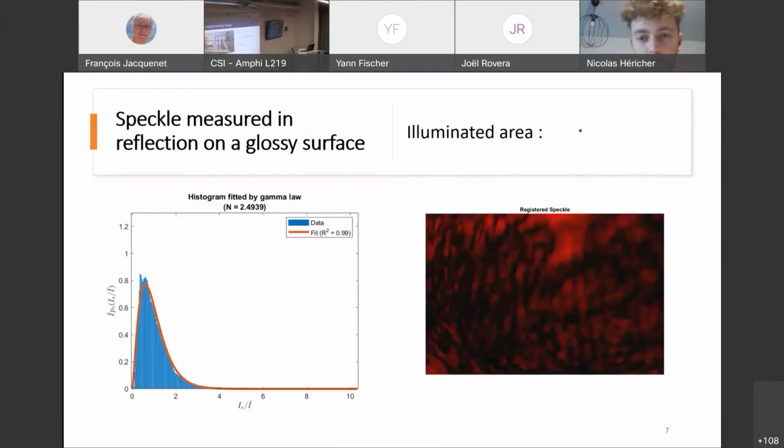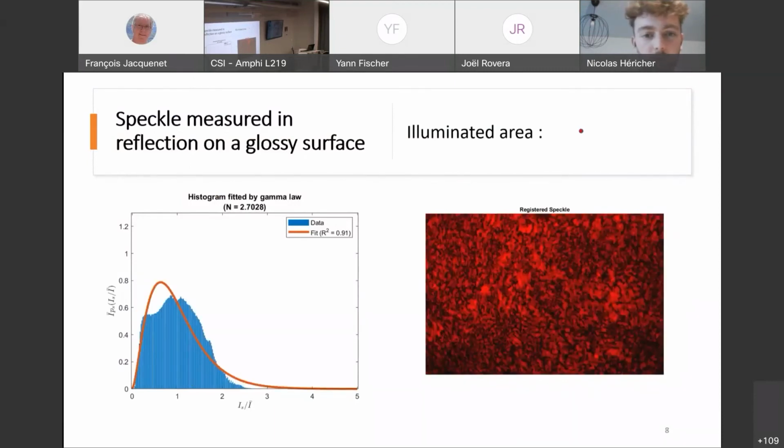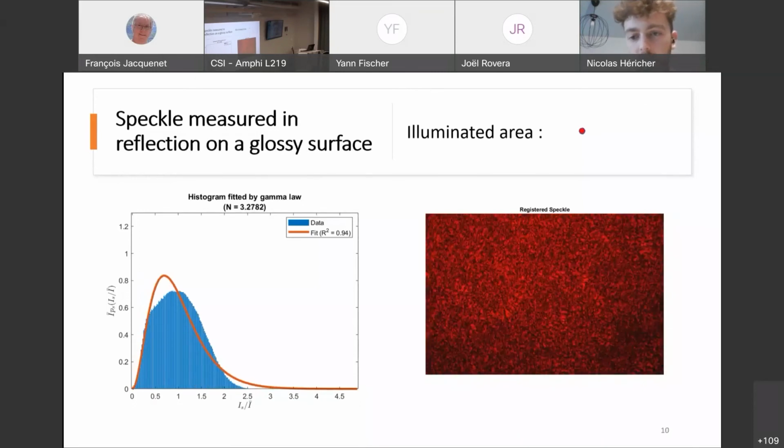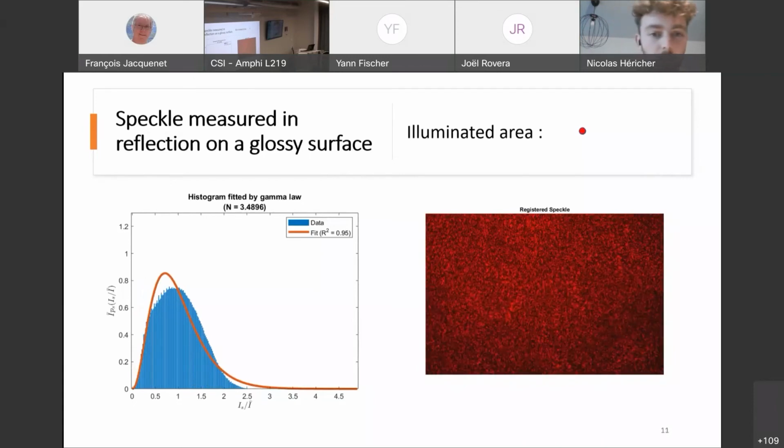So now we are going to show you the registered speckle. On the left, you can see the histogram of the registered speckle and the fit of the gamma law. There is also the correlation coefficient. On the right, there is the figure that we took, and above there is a little spot that will show the size of the illuminated area. You will see that when the size of the spot on the sample is increasing, we have more and more speckle spots, their size is decreasing, and the order of the gamma law is increasing.